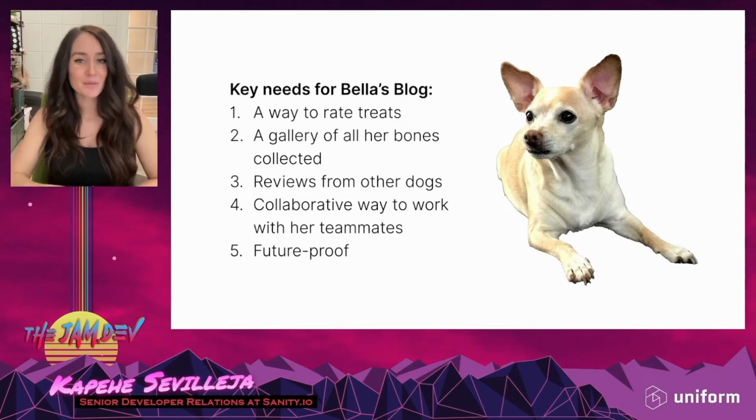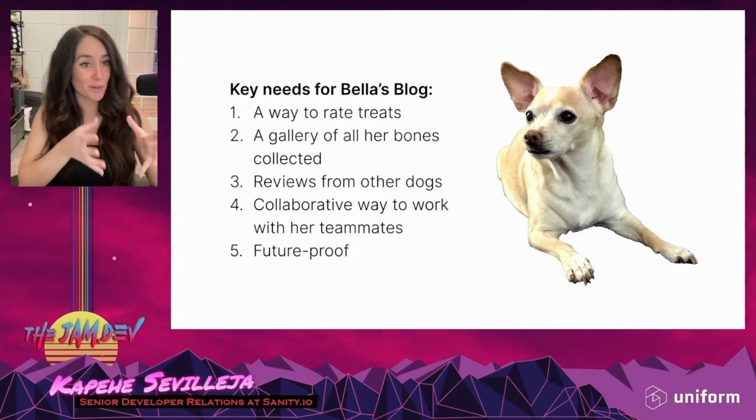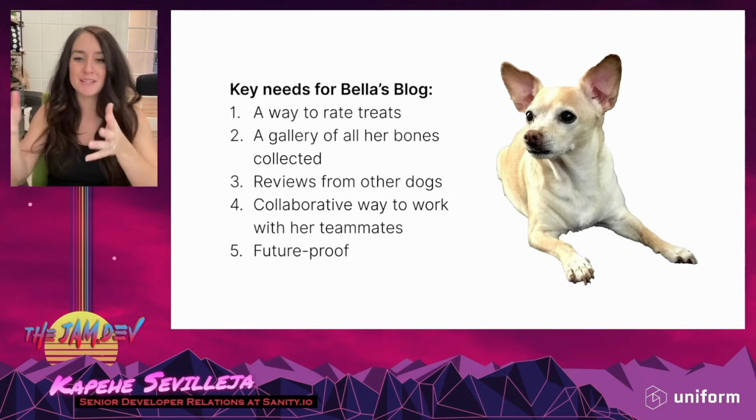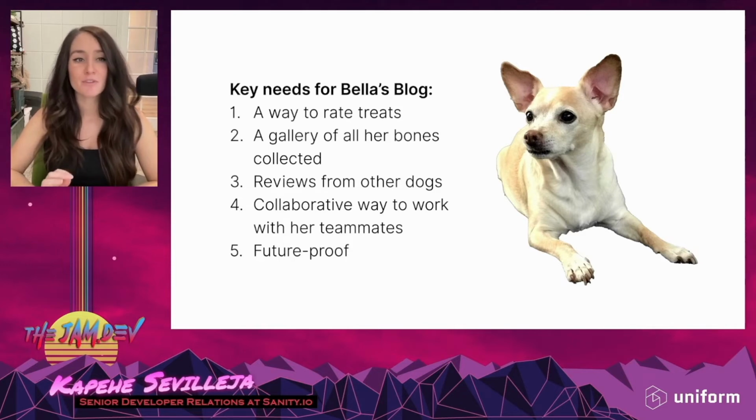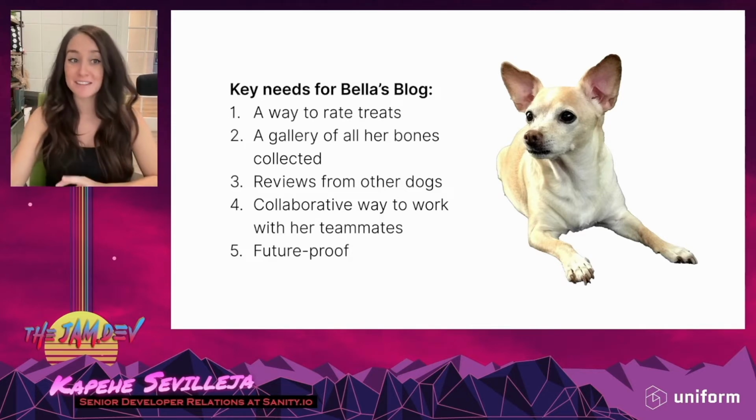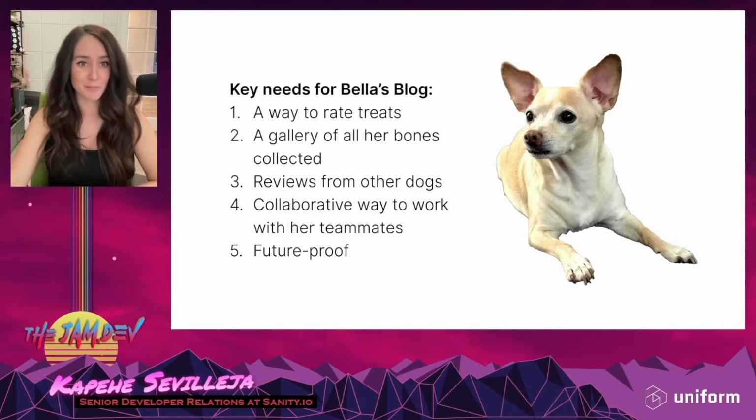She also needs a collaborative way to work with her teammates. Bella's blog has grown from a one Bella team to a team of many, and we'll look at that. Bella also needs her content to be future-proof. She wants the content to work even if a new front-end framework comes around, and she wants to use that one instead. So what Bella actually wants is structured content, and Bella wants that nice UI to help her and her team manage the content for Bella's blog.